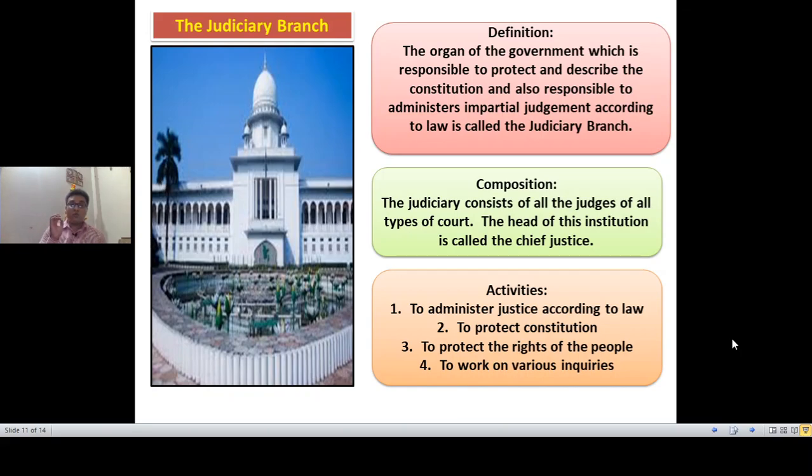Last one, to work on various inquiries. Sometimes the judiciary branch can inquire into any work of the government if it sees any irregularities in it. So that's all about the activities of the judiciary branch, and this topic is highly important for graded questions. So you have to give much attention to this topic.